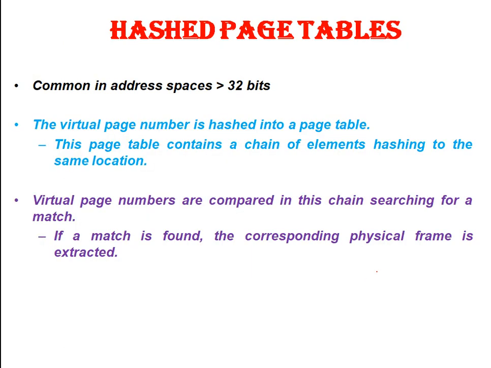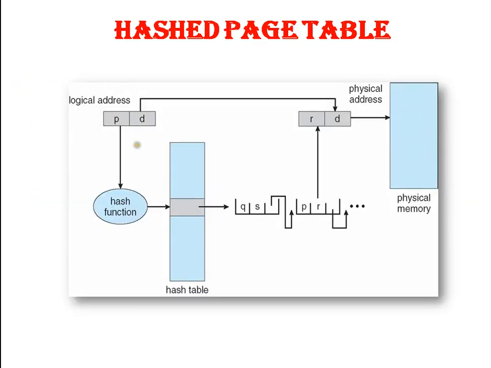Next we shall see the hashed page table. Whenever the address is generated, the virtual page number is hashed into the page table, which contains a chain of elements hashing to the same location. The page number is compared along the chain, searching for a match. If a match is found, the corresponding physical frame is extracted. That is, whenever the logical address P is generated, it is hashed using the hash function table, and if it is found, it gives the value R.